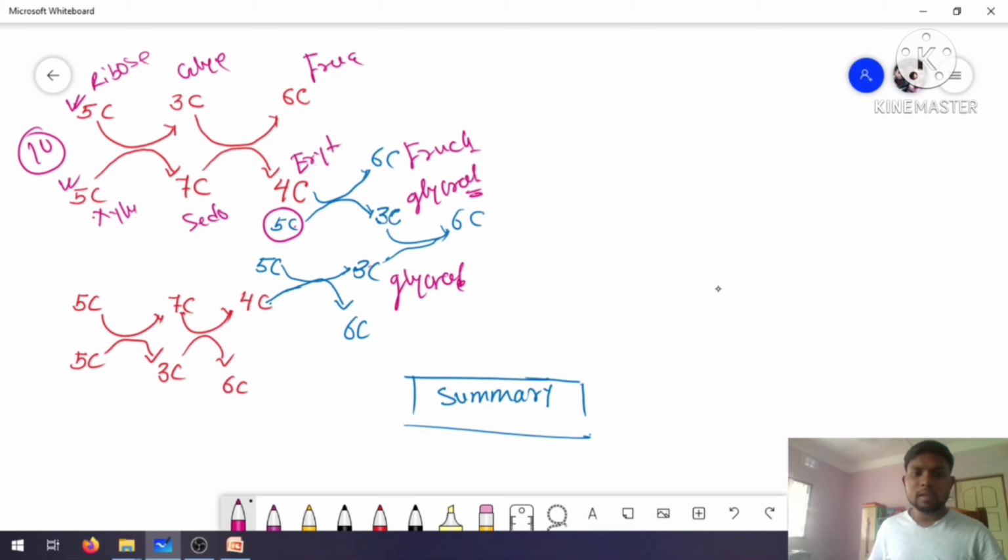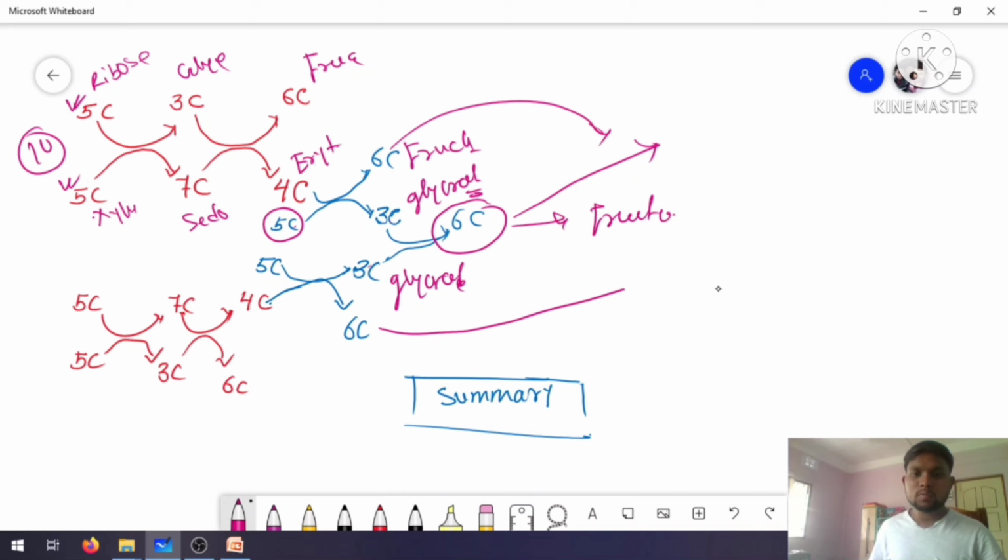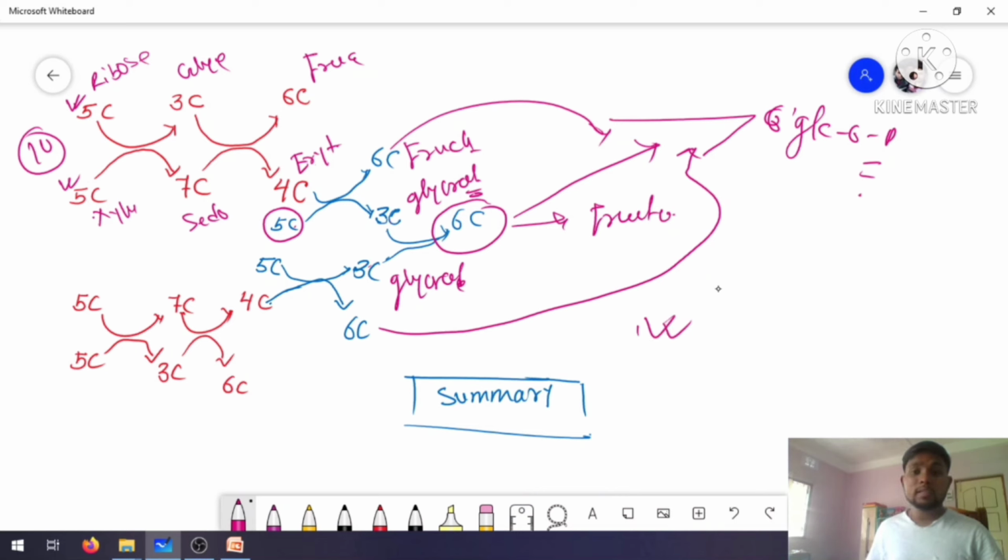Now these 2 glyceraldehyde 3-phosphate together will give fructose 6-phosphate. So from here we are getting fructose 6-phosphate, here also we are getting fructose 6-phosphate, here also we are getting fructose 6-phosphate. These three will give rise to glucose 6-phosphate. So this is the summary of the non-oxidative phase of the pentose phosphate pathway. We have understood. So let's see the importance of the pentose phosphate pathway now.